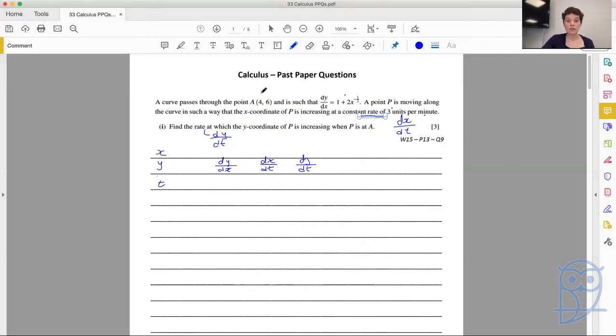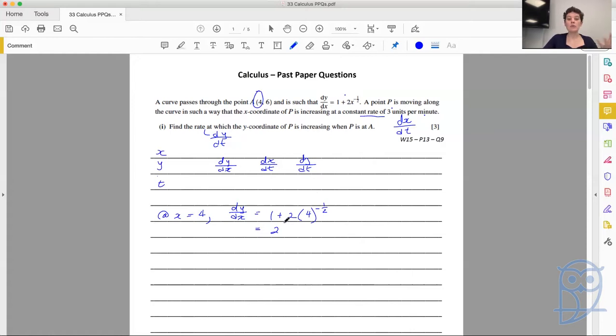A is (4, 6), so our value for x is 4. At x equals 4, dy/dx equals 1 plus 2 times 4 to the minus a half. The square root of 4 is 2, 2 over 2 is 1, 1 plus 1 is 2. So at x equals 4, at A, dy/dx equals 2.